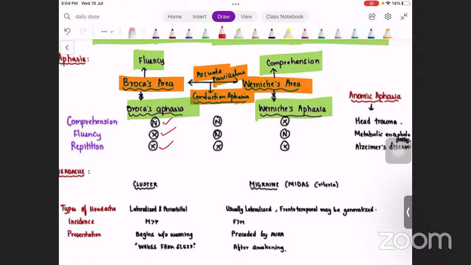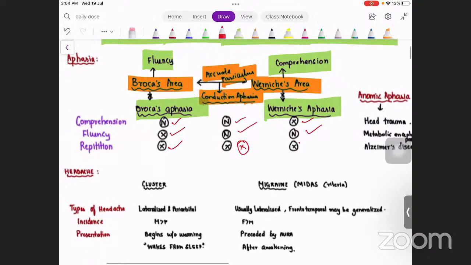But apart from that, you may see the conduction aphasia, where fluency will be normal, comprehension will be normal, but repetition will not be working. Apart from that, in Wernicke's aphasia, as I said, comprehension will be lost. Patient will talk nonsense. He will talk fluently, but you cannot understand any of it. That is so-called Wernicke's aphasia. Fluency will be normal, but there is no comprehension in his speech. So he will be talking nonsense for a long time, and there is no repetition.